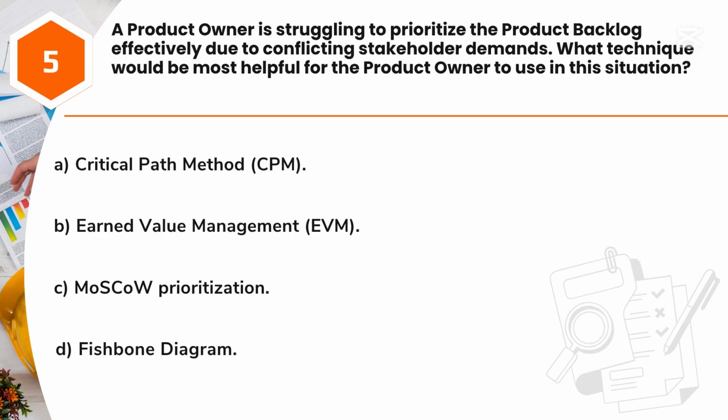Question 5. A product owner is struggling to prioritize the product backlog effectively due to conflicting stakeholder demands. What technique would be most helpful for the product owner to use in this situation? A. Critical Path Method, CPM. B. Earned Value Management, EVM. C. MoSCoW Prioritization. D. Fishbone Diagram.